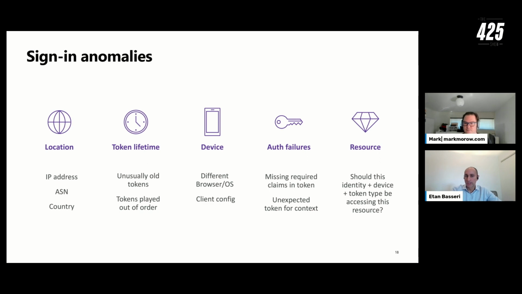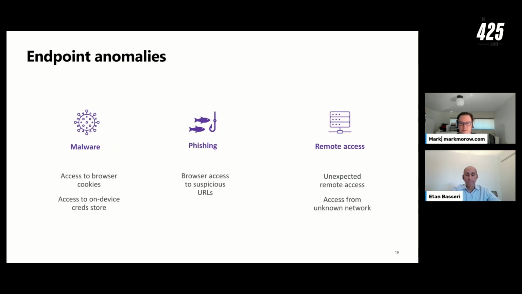Things that you might expect, seeing a new device or a different browser or OS that we won't recognize. There might be missing required claims in the token. Sometimes the token will be used against a different resource. So let's say Mark was authenticated against Azure AD to access Exchange, and then all of a sudden he has to authenticate to Azure Resource Manager. In that particular case, there might be a claim missing. Then looking at that combination of resources, we ask: is this identity, device, and token type anomalous? So those are some of the things we might look for.